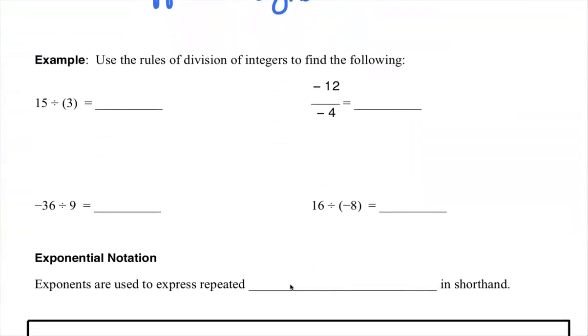So 15 divided by 3, just a positive divided by a positive, positive. Negative divided by negative is a positive. 12 divided by 4 is 3. That plus sign is not needed, so we would just say that's 3. -36 divided by 9. A negative divided by a positive is a negative, so different signs, opposite signs, a negative answer. 36 divided by 9 is 4. 16 divided by -8. Opposite signs, so negative answer. 16 divided by 8 is 2.